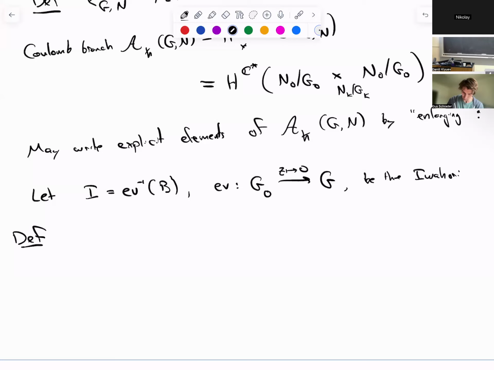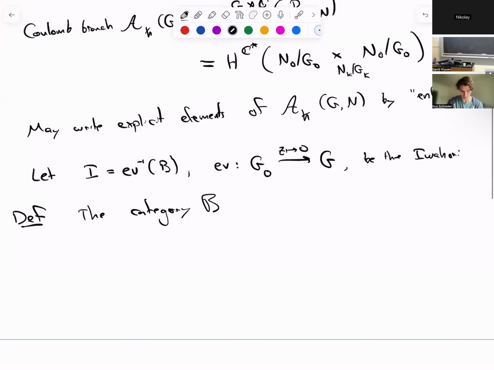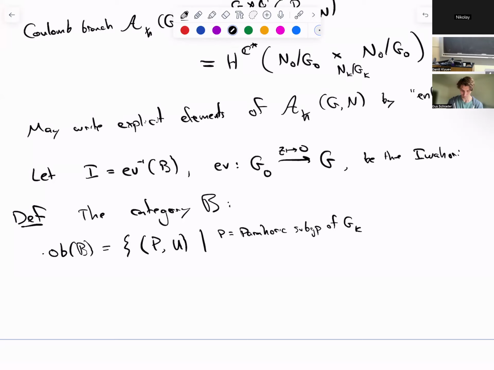So let's define this category, the telegraphic category B, consisting of objects being pairs of a parahoric and a lattice. So recall parahoric means it contains a conjugate of the Iwahori. And U will be a P-invariant lattice inside N_K.